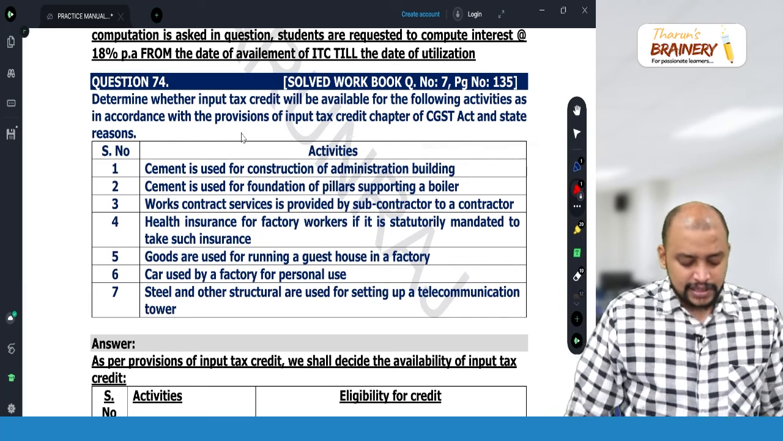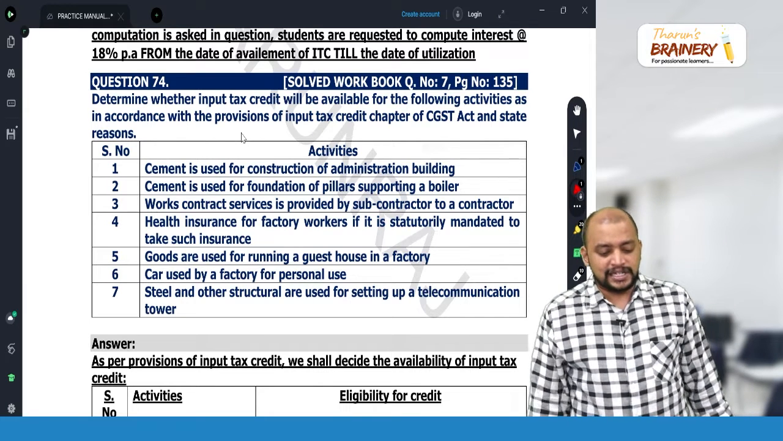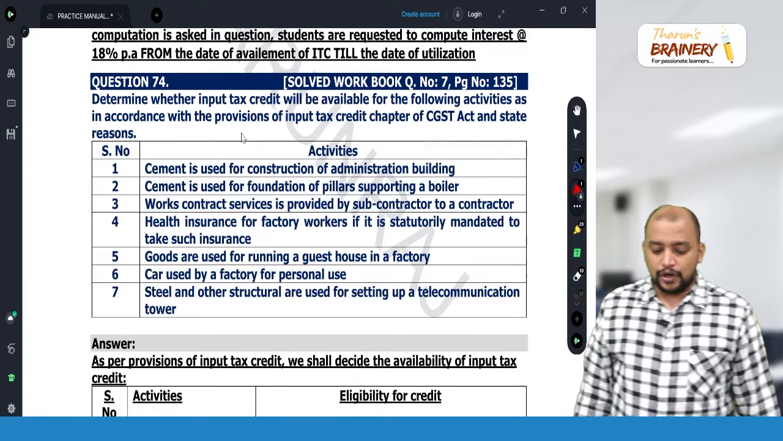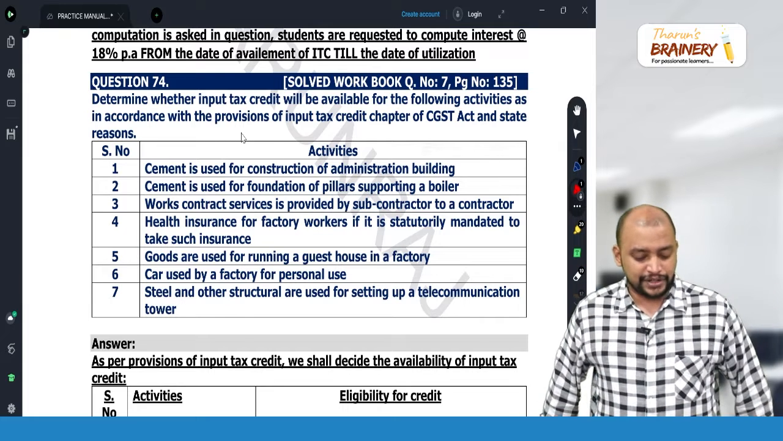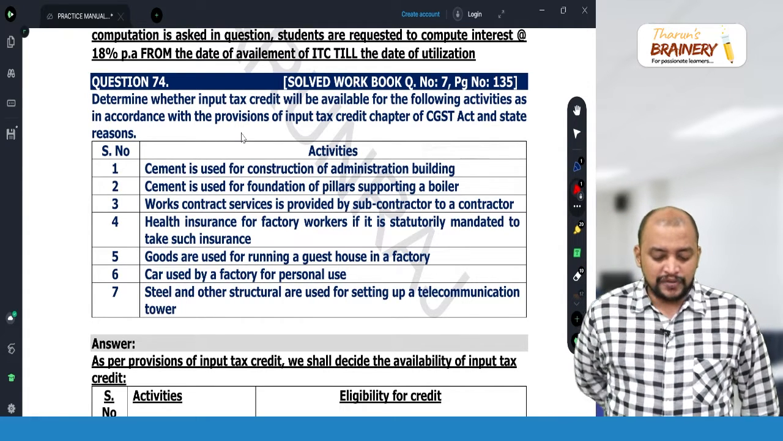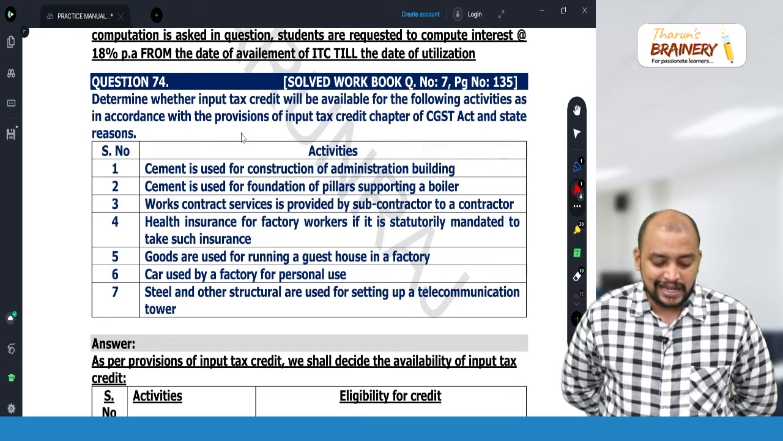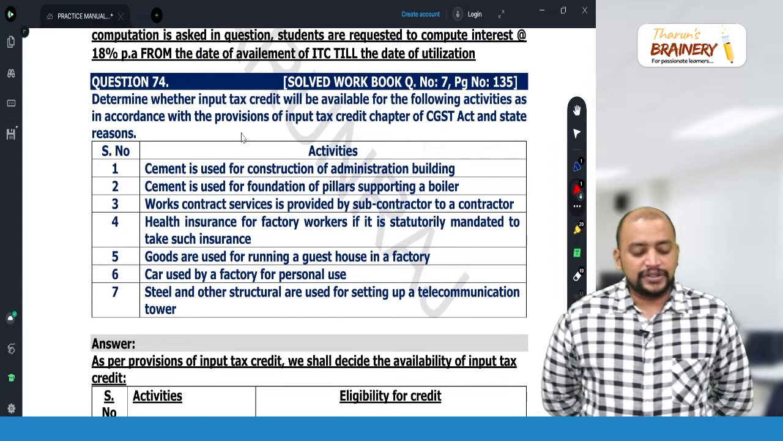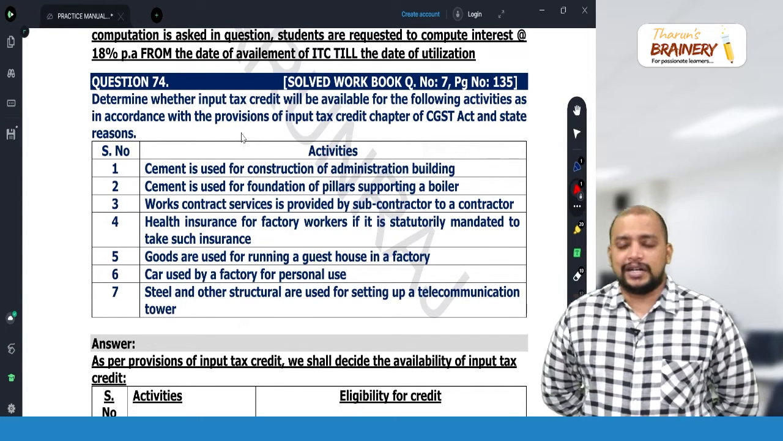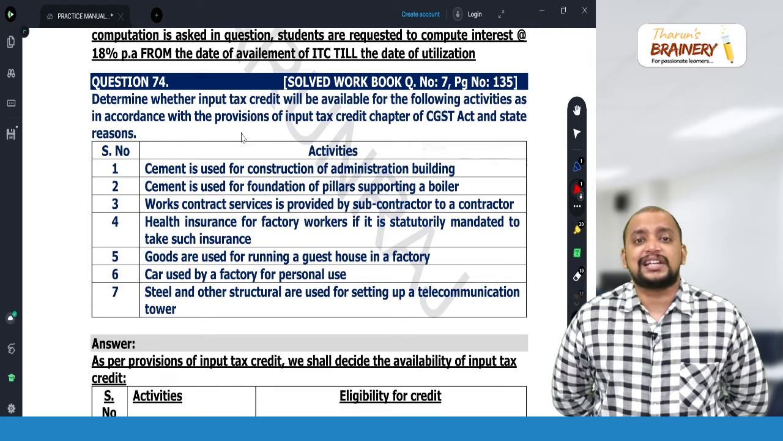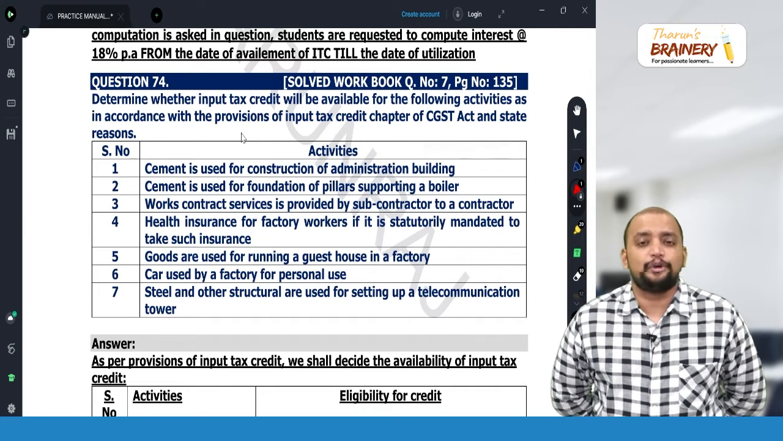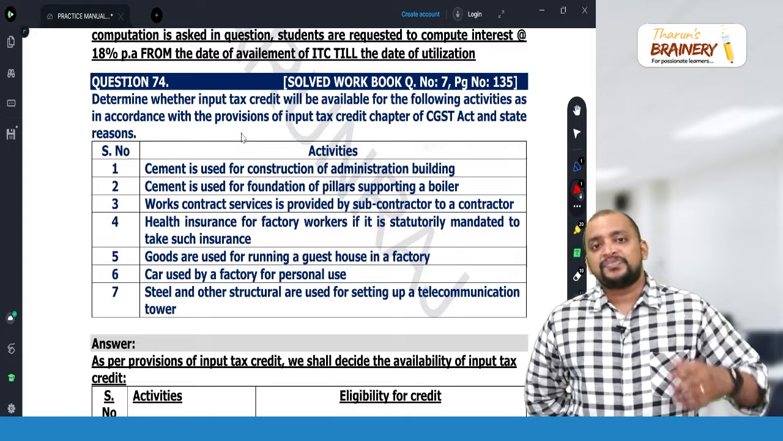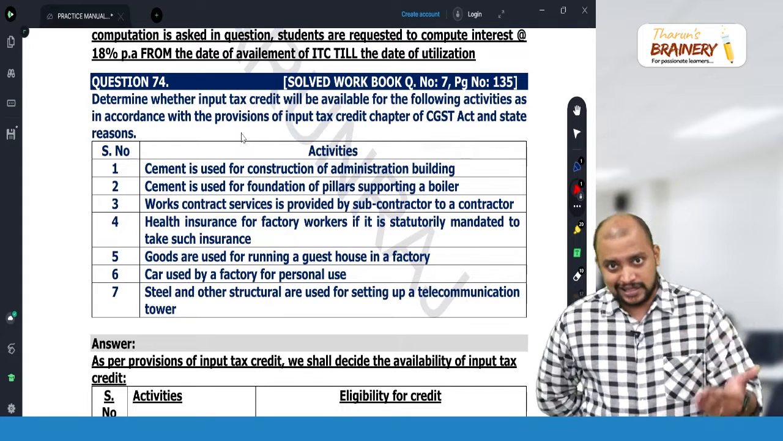The next one: determine whether input tax credit will be available for the following activities, in accordance with the provisions of the input tax credit chapter of the CGST Act, and state the reasons. Now, this question is based on blocked credits. Blocked credits are given under Section 17(5). There are a lot of blocked credits, so along with this discussion I will make the points.